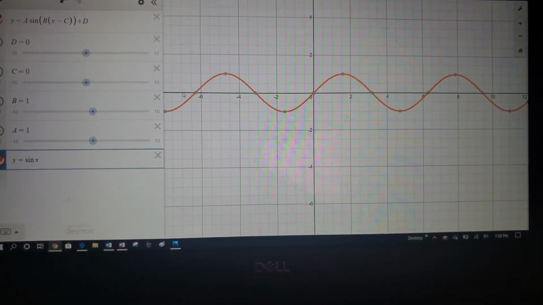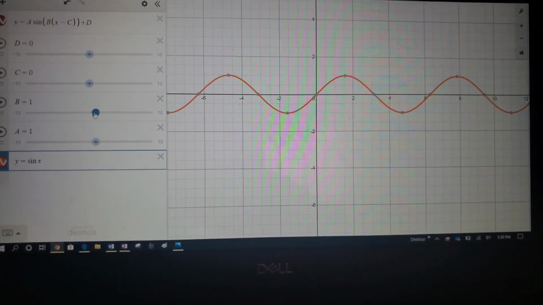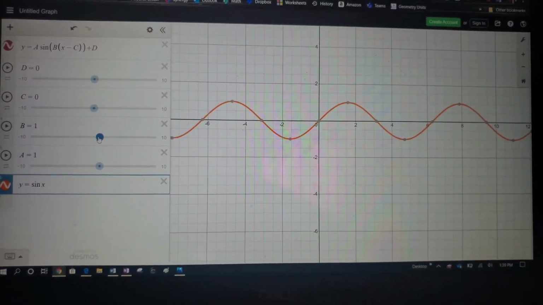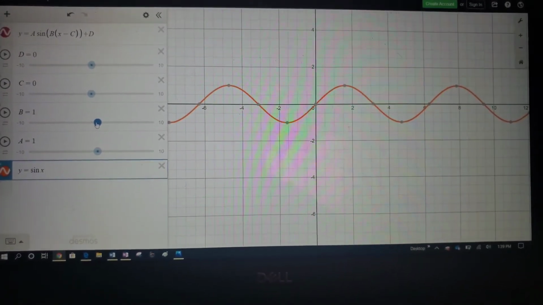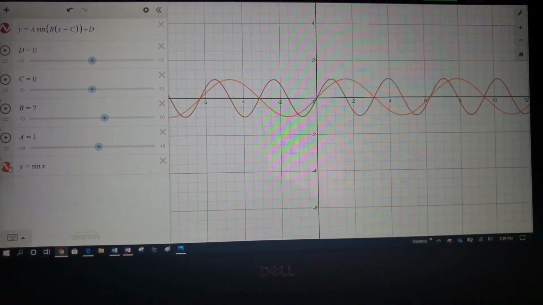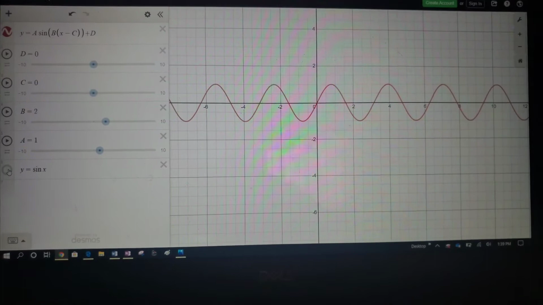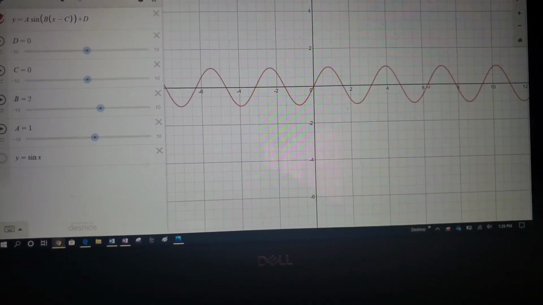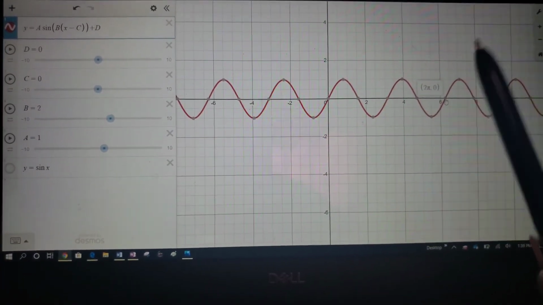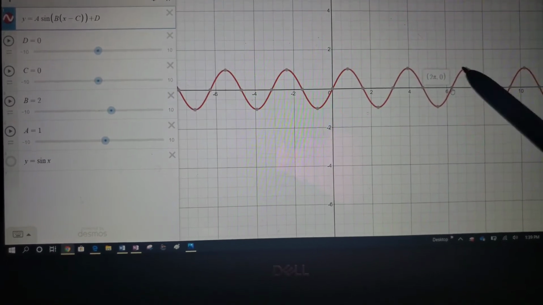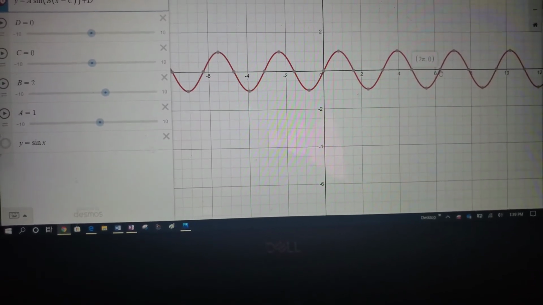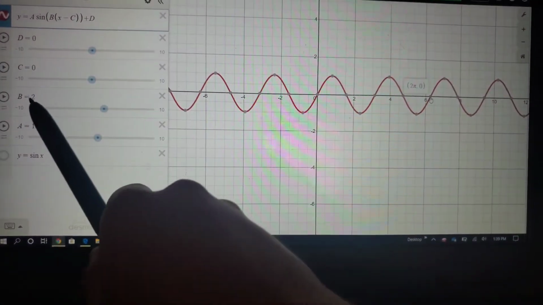Now, if I make this B bigger, B is telling me how many times the cycles will repeat per period. So let me increase the B. Let's double it. Doubled. Let me erase the orange so you can see it a little better. And let's go back to 2 pi. There we have 2 pi. B has been doubled, but over this specific period, which I didn't change, I will have 2 cycles.